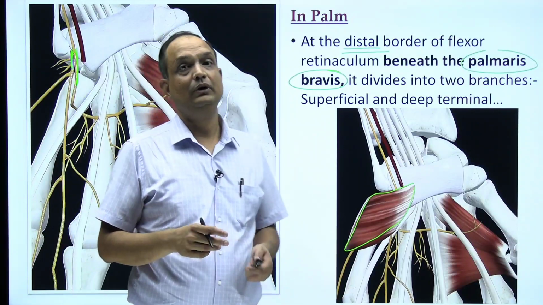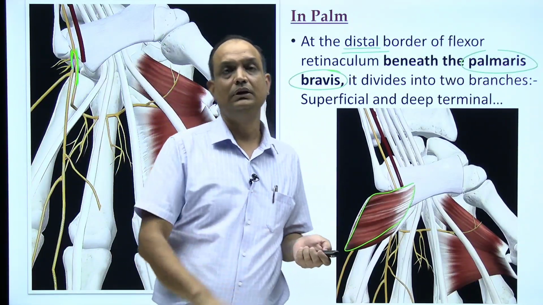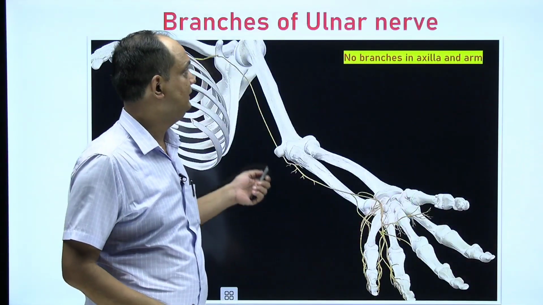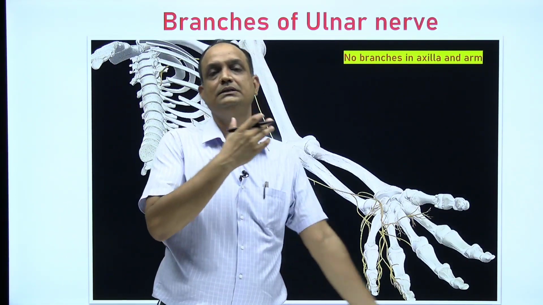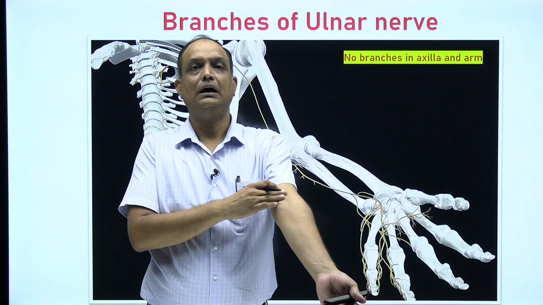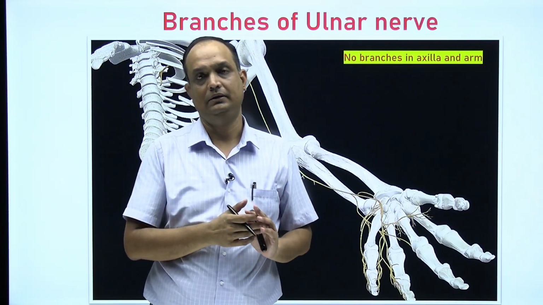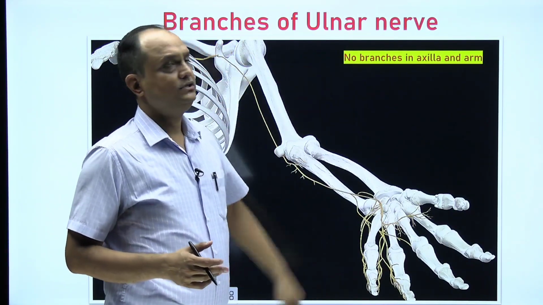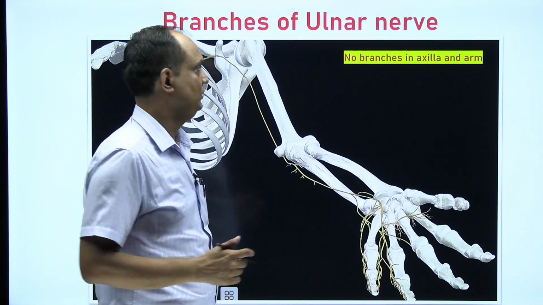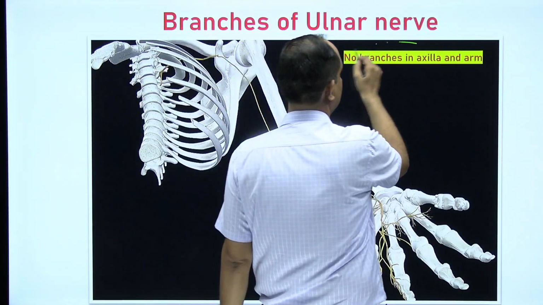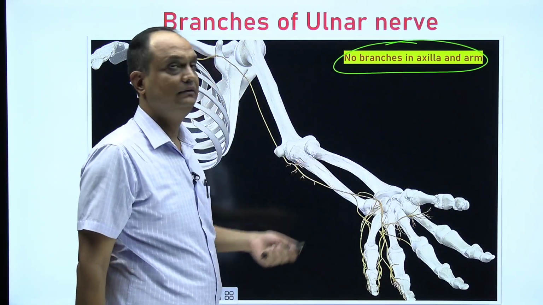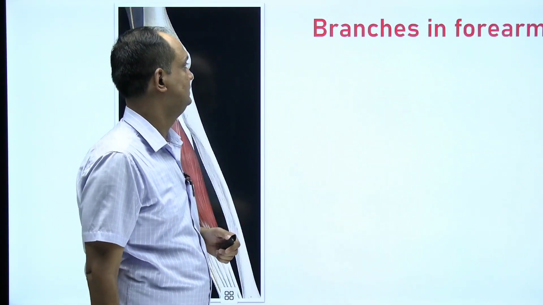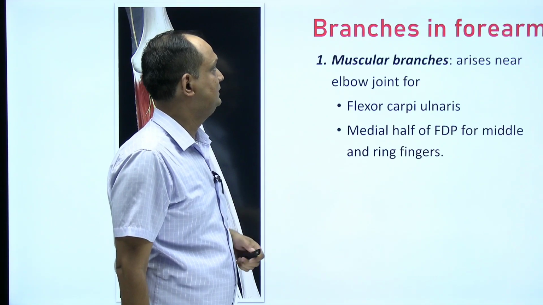In this way you have seen the course of the ulnar nerve. Now we will see the branches of the ulnar nerve. What are the branches in the axilla, arm, forearm and hand? There is no branch in the axilla and arm, as I already told you; the branches start in the forearm, and the muscles of the arm are mainly supplied by the musculocutaneous nerve. So what are the branches in the forearm?